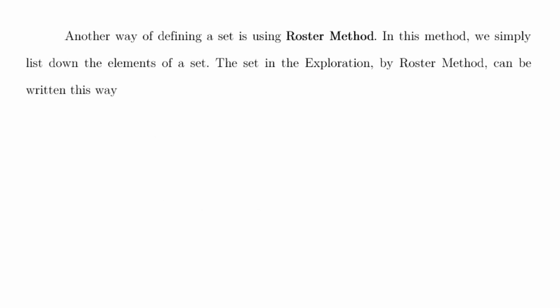Another way of defining a set is using the roster method. In this method, we simply list down the elements of a set. So the set in that exploration a while ago: 11, 13, and so on, we simply list down the elements in that set. When we simply give the description of a set, that's what we call the set builder notation. When we list down the elements of a set, that's what we call the roster method.